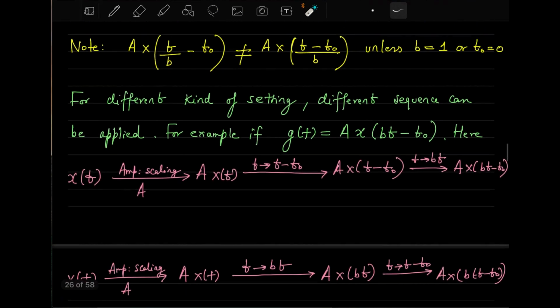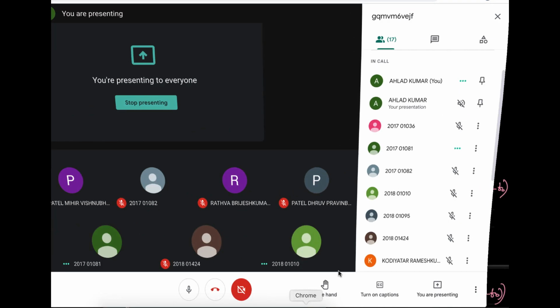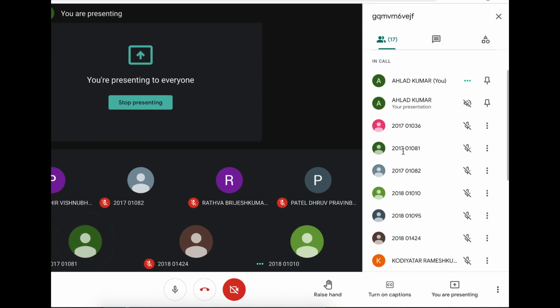So what you see here is, if you want to generate g(t), then the best that you can do is, you first of all do the amplitude scaling here. The amplitude scaling will be a times x(t), followed by, now somebody's mic is open, I guess. Can you please turn off your mic? Yeah.